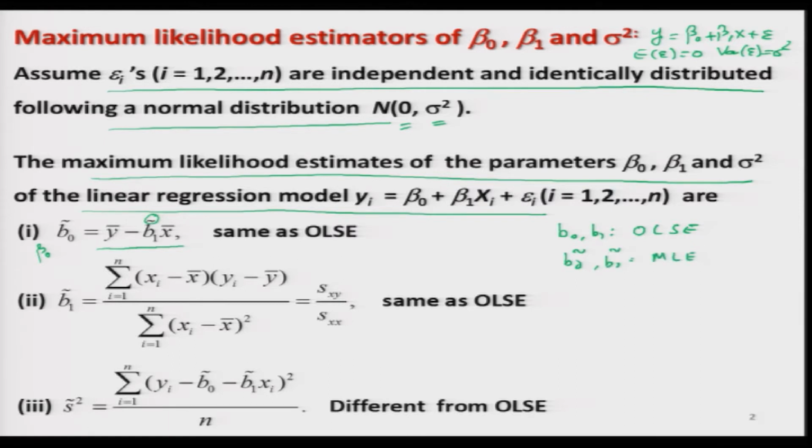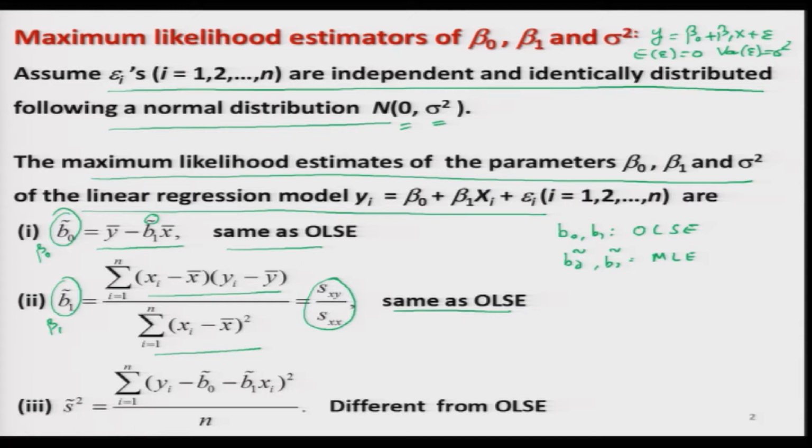So, the estimator of beta 1, the slope parameter, turns out to be summation i goes from 1 to n (x_i minus x bar)(y_i minus y bar) divided by summation i goes from 1 to n (x_i minus x bar) whole square, which is the same as Sxy upon Sxx. So, you can recall that these two estimators of beta 0 and beta 1, which are the maximum likelihood estimators of beta 0 and beta 1, are the same as the ordinary least square estimators, right.